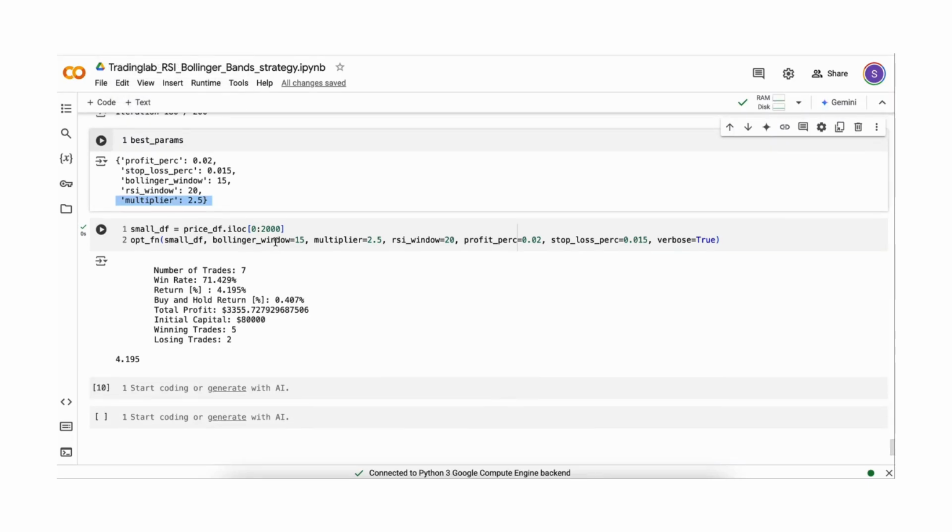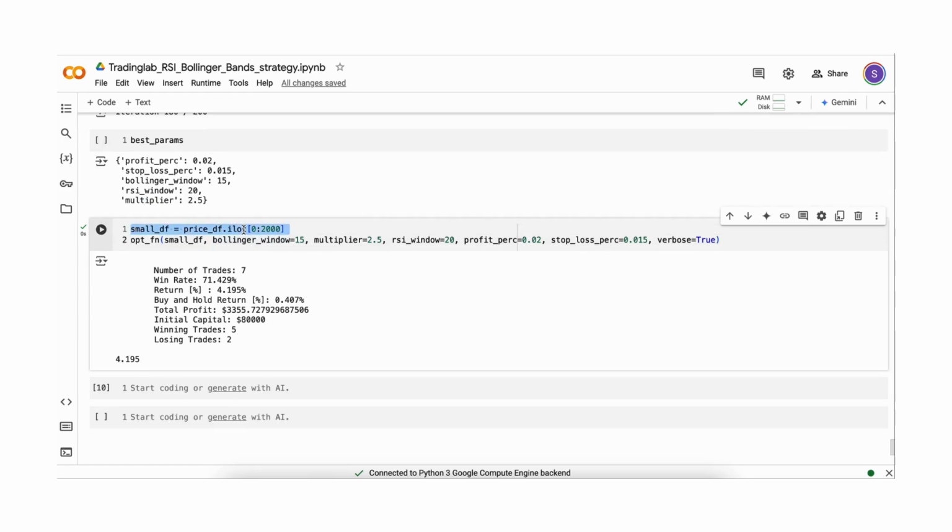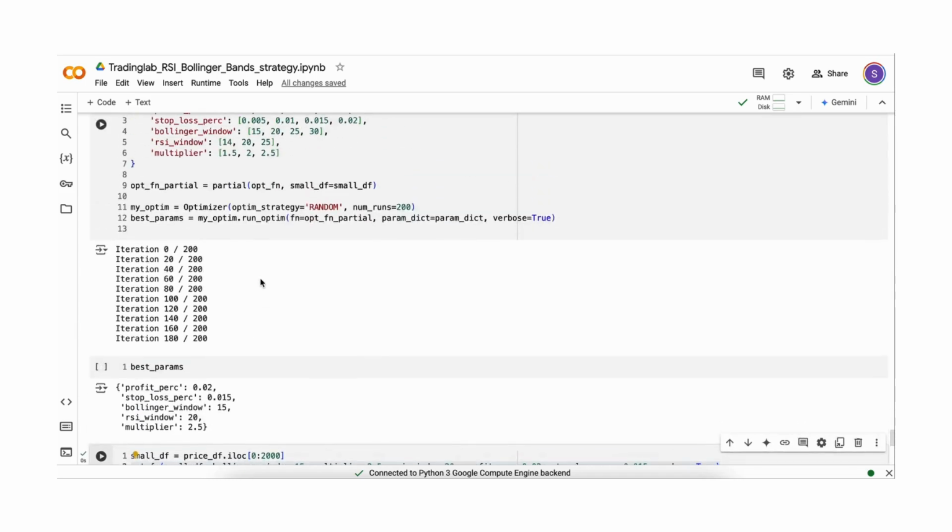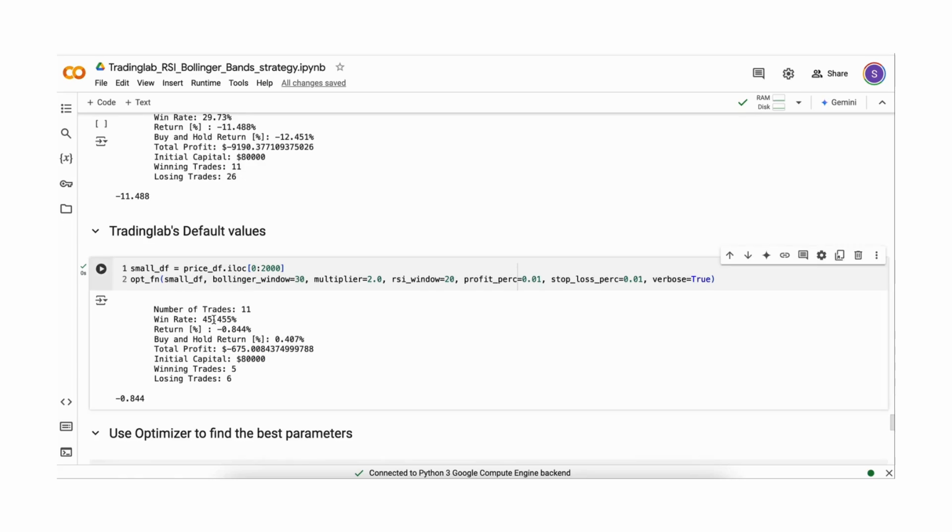Now we take the same data frame of 2000 data points, and we use the suggestions from our optimization. What happens when we do that? We observe that we are beating the buy and hold by a large amount. Our return is about 4%, buy and hold is 0.4%. So like 10x returns compared to the buy and hold, and we get a win rate of about 71% compared to a 45% win rate when we use the default values.